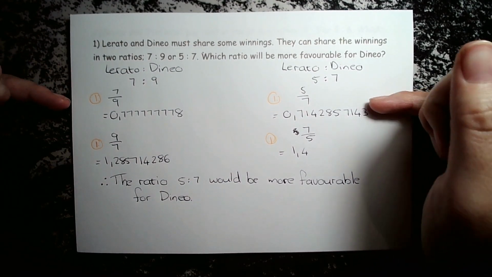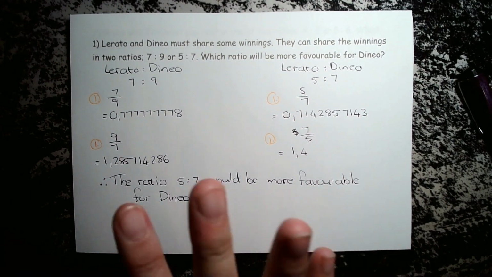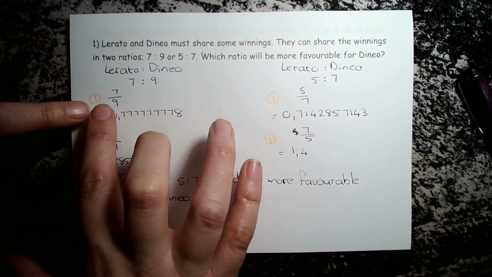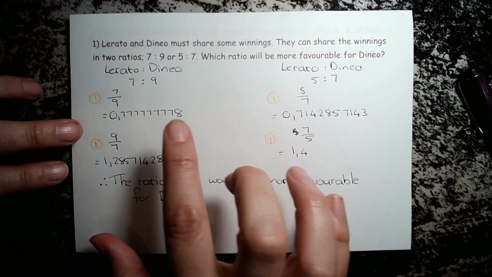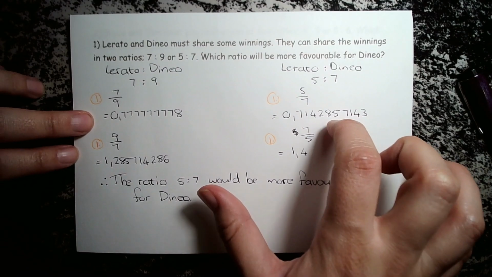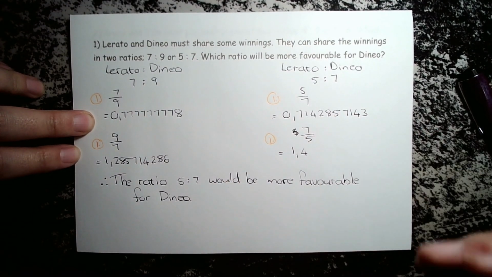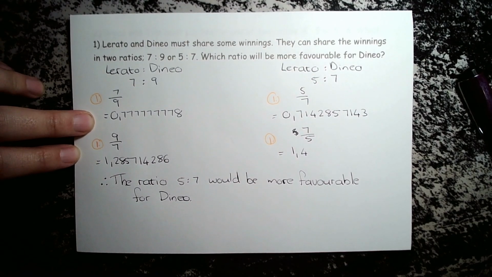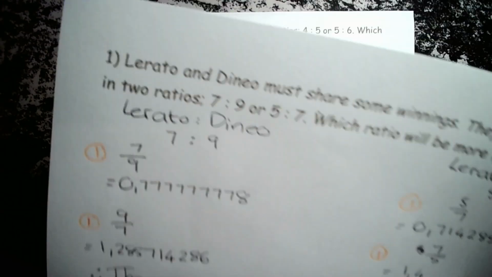So I've showed you both of the orders in which you can calculate this, because sometimes you are calculating it for the wrong person, but you can still get the answer from that. If this one is less beneficial for Lerato than this one, then this one will obviously be more beneficial for Dineo. Right. Let's have a look at another example.